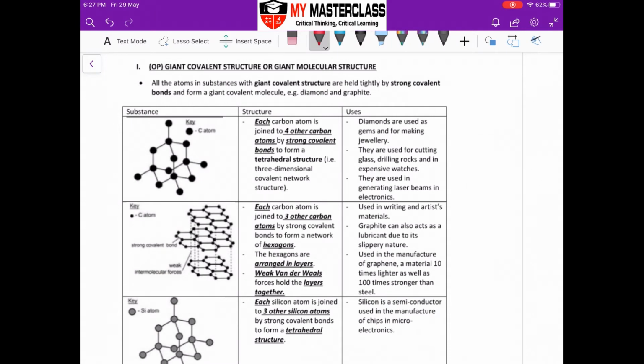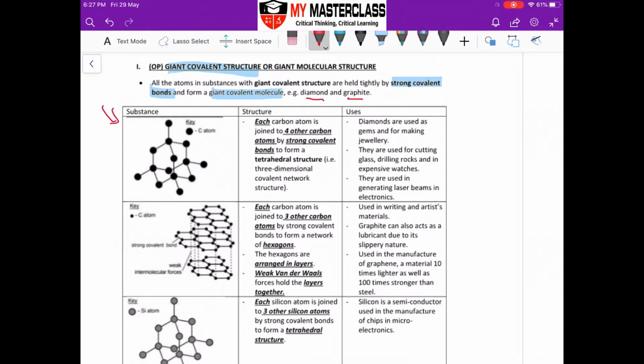Okay, we have looked at the properties of simple covalent substances. Now we will look at the giant covalent structure, or the giant covalent molecule. All the atoms in a substance with giant covalent structure are held tightly by strong covalent bonds to form a giant covalent molecule. The two most common giant covalent structures within the syllabus are diamond and graphite.